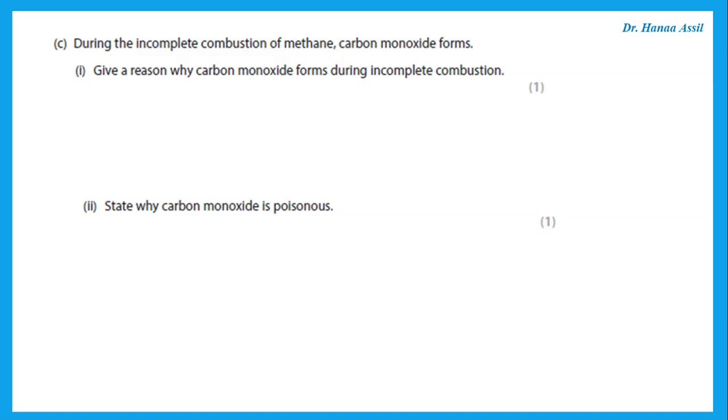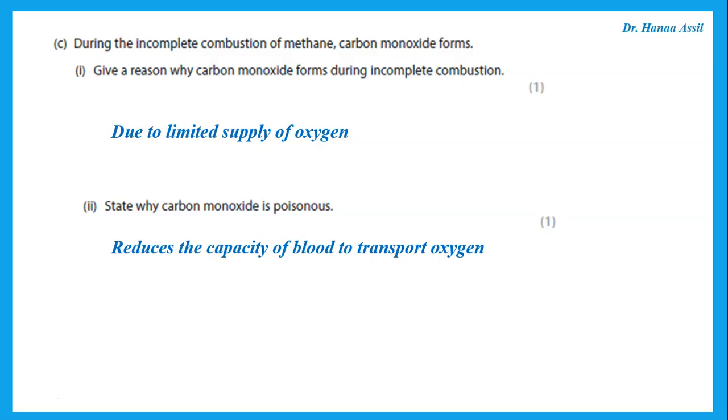During incomplete combustion of methane, carbon monoxide forms. Give a reason why carbon monoxide forms during incomplete combustion. We said it is formed during incomplete combustion due to limited supply of oxygen. If we have lots of oxygen, it will give carbon dioxide. But carbon monoxide is due to limited supply of oxygen, or not enough oxygen. Now, why is carbon monoxide poisonous? Remember we said, what is the hazard of carbon monoxide? It's toxic or poisonous. Why? Because it reduces the ability of the blood to transport oxygen.